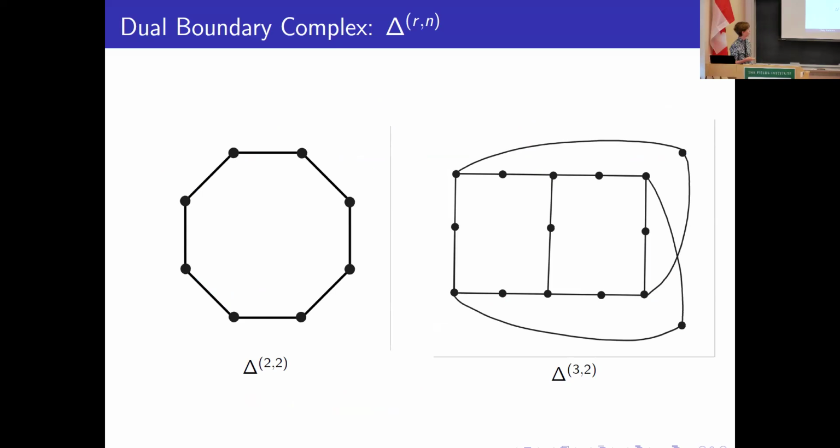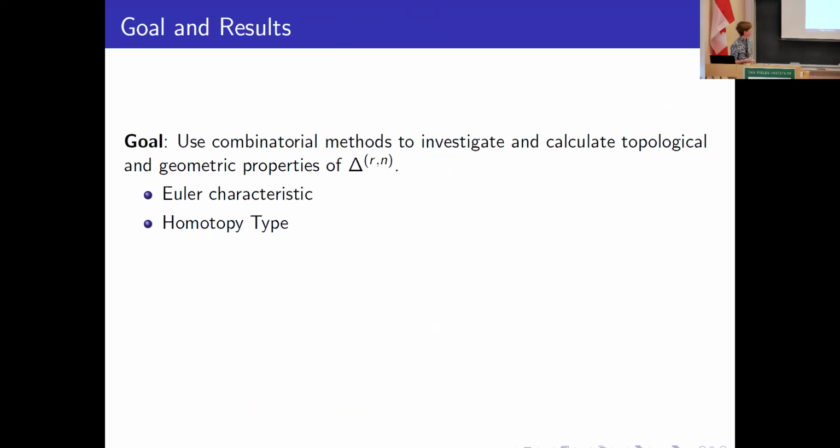So I didn't quite finish that, but the goal of my thesis was to leverage the combinatorics that are present in this moduli space to calculate topological and geometric properties of our dual boundary complex. The ones I focused on specifically were Euler characteristic and homotopy type. And the result I ended up getting was a hypothesis for what the Euler characteristic is that one of my advisors had coming in. And we wanted to prove this using combinatorics, and that's what we ended up doing.